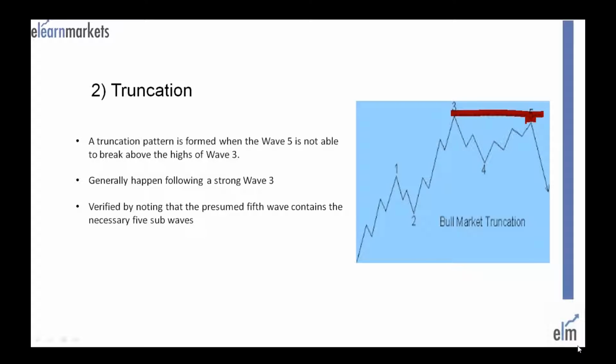The point to keep note of is that when you have a very strong, enhanced and very extended wave 3, then wave 5 will either be a diagonal or it will be truncated. That is, a diagonal and a truncation both signify weakness and exhaustion, and following both there are deep corrections. Moving on to the third point, it is verified by noting that the presumed fifth wave contains the necessary 5 subwaves. So the wave 5 is still approaching the top of wave 3. How will you determine that it is a truncated wave 5? You will look out for the division of wave 5 into 5 waves.